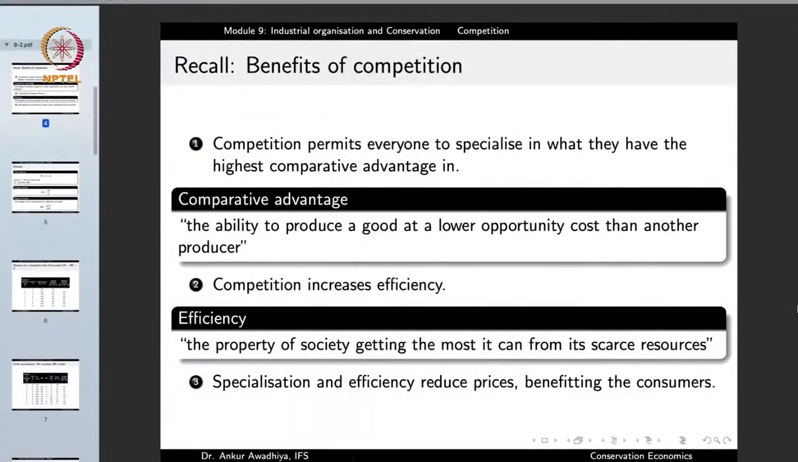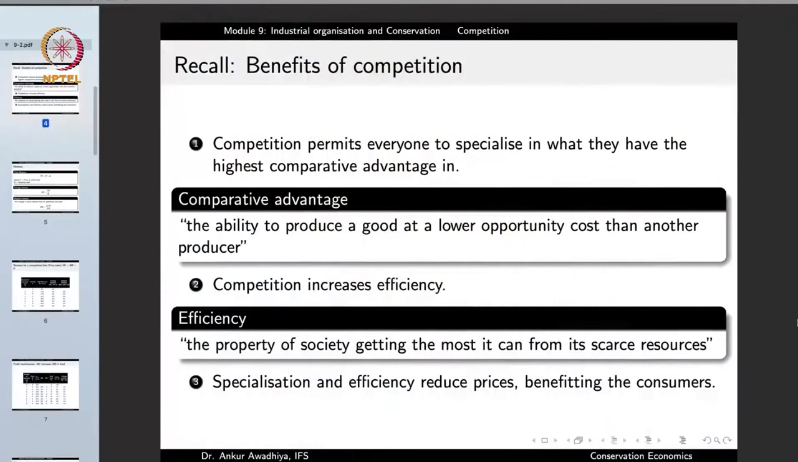Second, competition increases efficiency, or the property of the society getting the most it can from the scarce resources. Now, this is because people are doing what they have the highest comparative advantage in, which means that they are doing everything very efficiently. And so the cost of producing anything is very low. So the resources that the society has are able to generate the largest quantity of goods and services, which is beneficial to the society. And specialization and efficiency reduce prices, which also benefits the consumers.